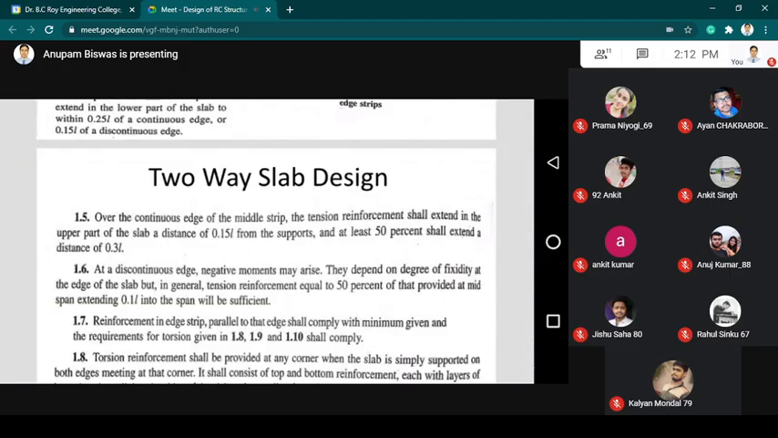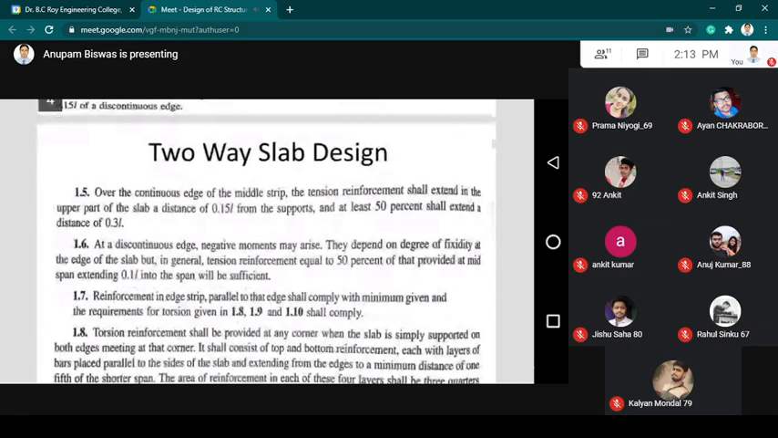Next section is 1.5, which is about the continuous edge and middle strip, where the tension reinforcement may be provided in the upper part of the slab, and it should be provided at a distance of 0.15 L from the support, and at least 50% of it is to be extended up to a distance of 0.3 L. So these are the specifications as per IS 456 that are to be maintained while designing.